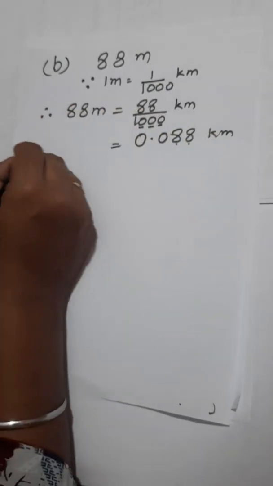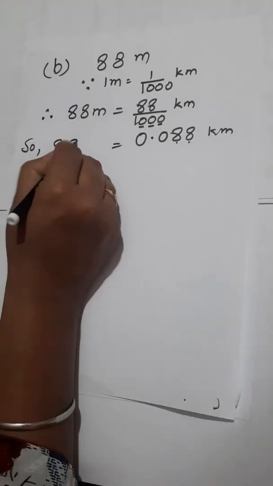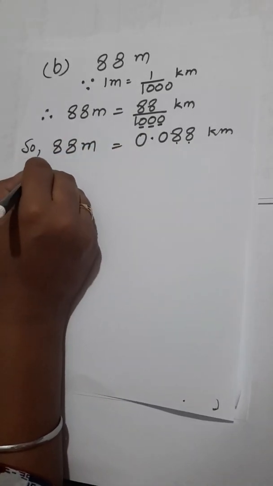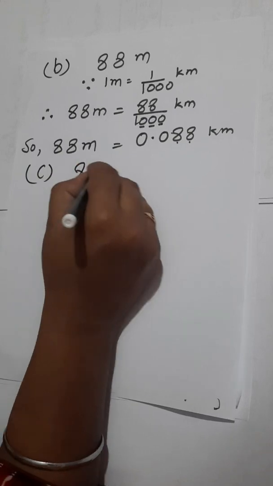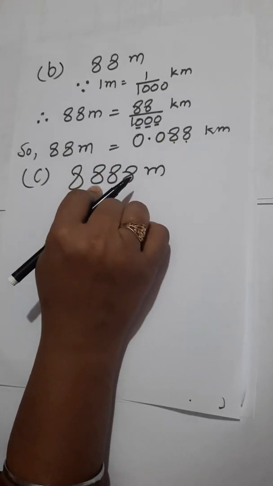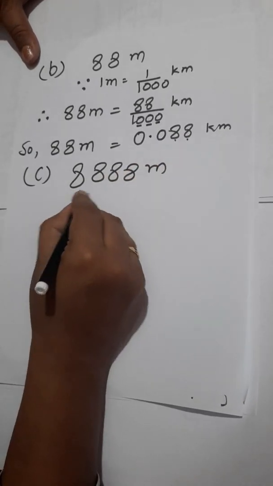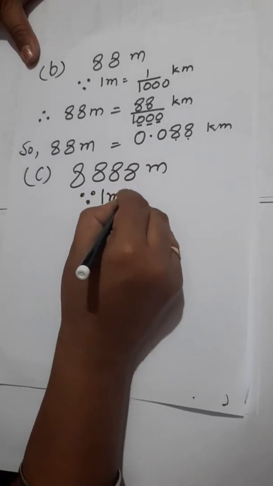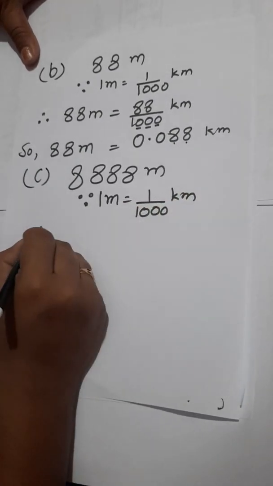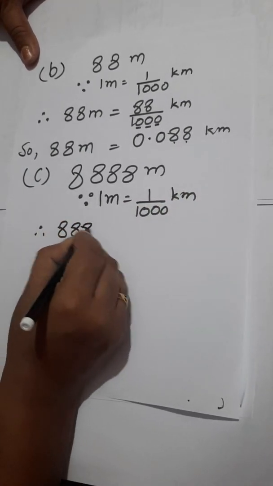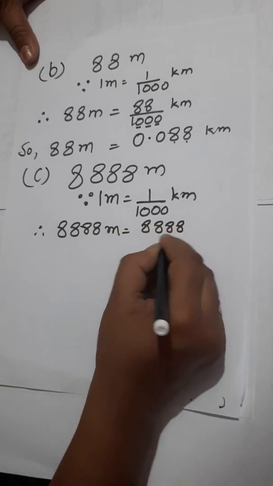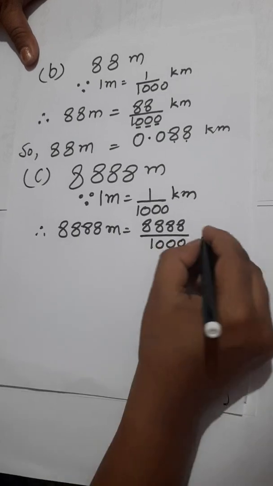0.088. So 88 meter is equal to 0.088 kilometer. Now C part is 8888 meter. Again I will write, since 1 meter is equal to 1 upon 1000 kilometer, therefore 8888 meter is equal to 8888 divided by 1000.